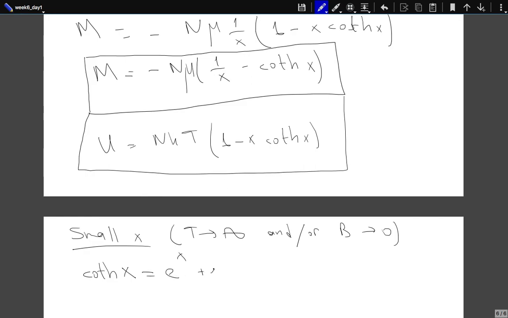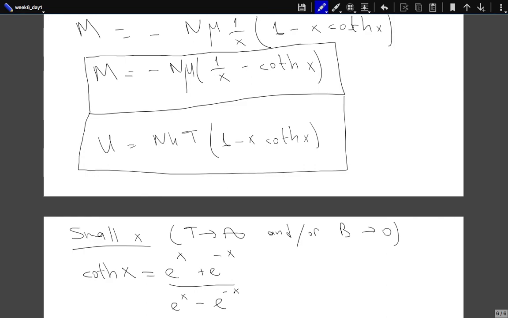This is (e^x + e^(-x)) divided by (e^x − e^(-x)). Well, you see, this is just a finite number, whatever the value of x is. If x goes to infinity, then e^x dominates, so it becomes 1. If x goes to minus infinity, then e^(-x) dominates in the numerator and denominator, so the hyperbolic cotangent just goes to minus 1. So this hyperbolic cotangent is always in the range minus 1 to 1.